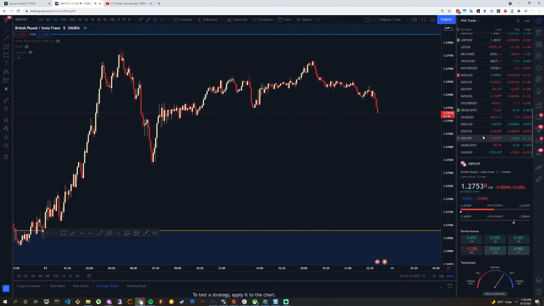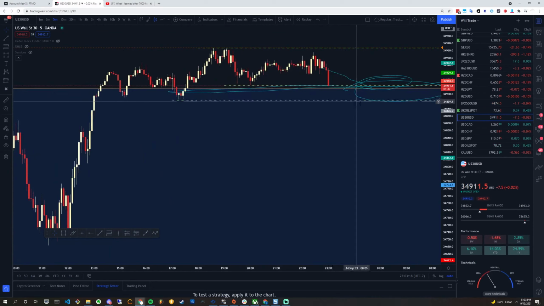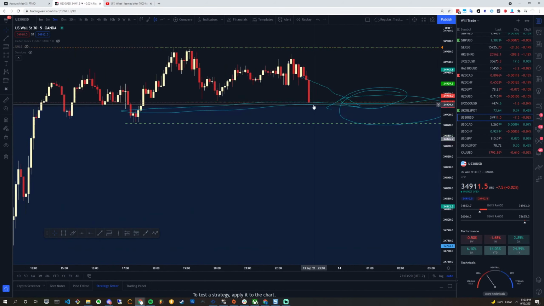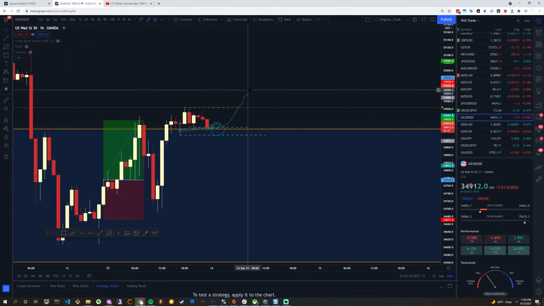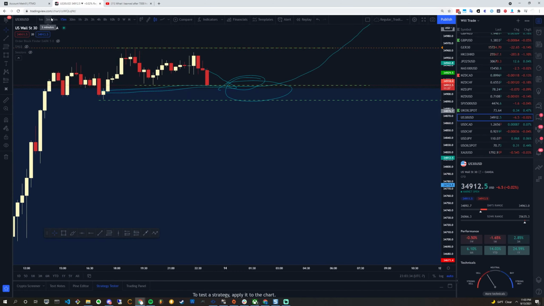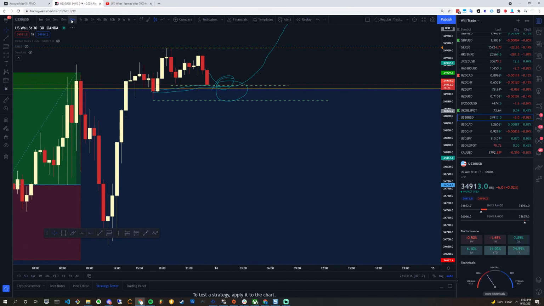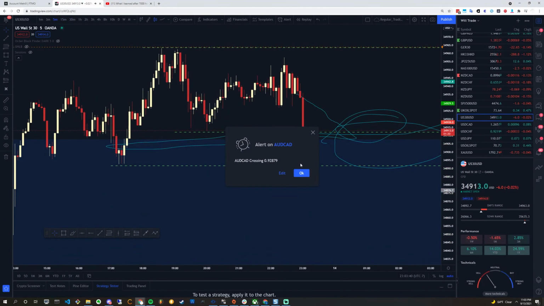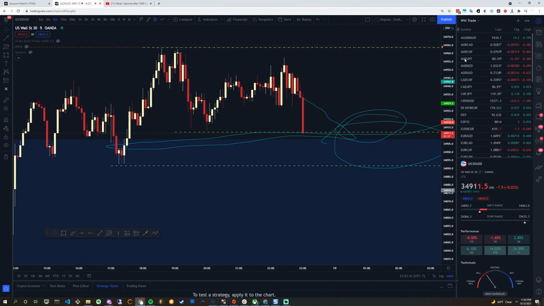Okay, US 30. What was US 30? Okay, so US 30 is coming down to the area where we want to see it bounce from, but that is a fat candle. So let's see, what order block? Was it 15 minute or 30 minute? It was a 15 minute order block. And Aussie CAD's popping off too. Damn, everything. All right, we'll see what happens here. I want to enter on that candle.